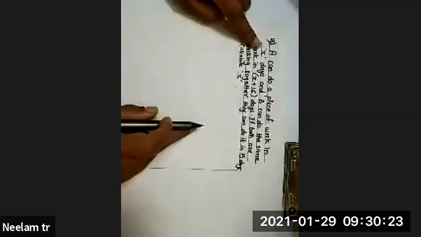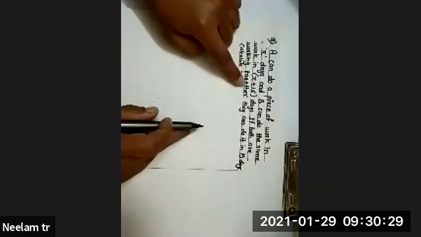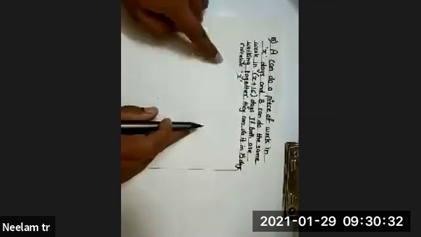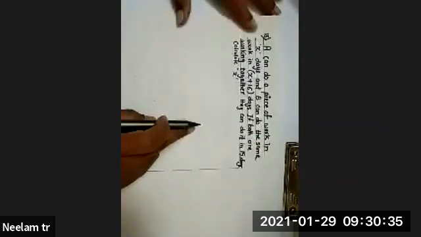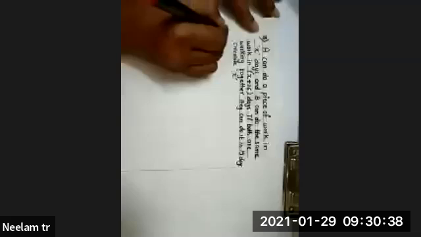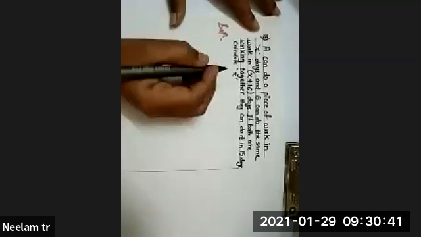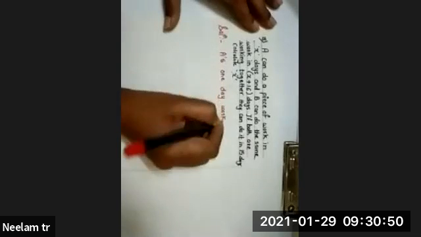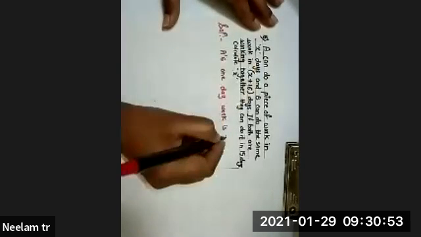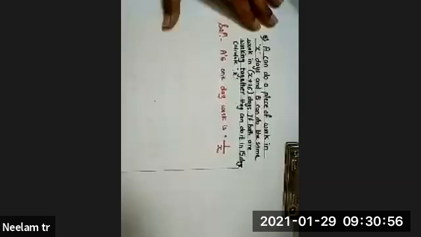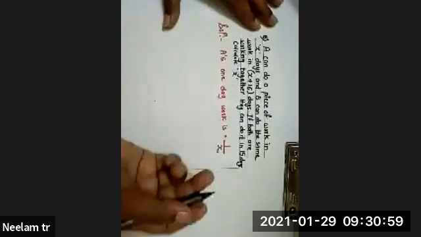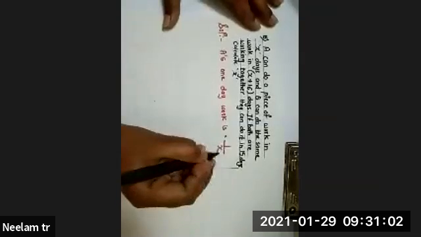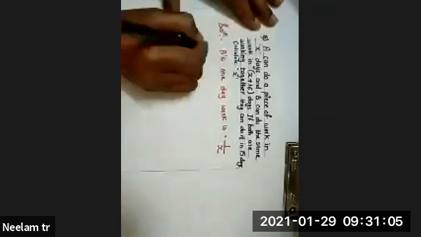A's one day work we'll assume as 1 by X. And B's one day work will be 1 by X plus 16. Together you are going to add. Chalo, we'll solve it. Okay. A's one day work, how much? We are going to assume it 1 by X. How much work he did, we don't know. That's why we have taken it as 1 by X. In one day, how much work he has done.